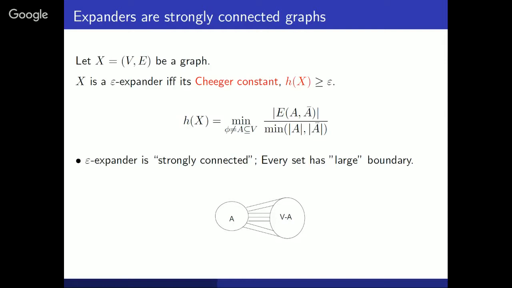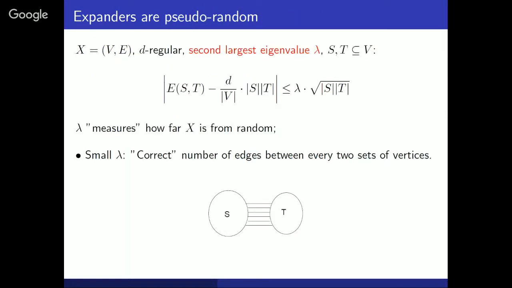When we talk about expanders in the one-dimensional case, we measure the expansion from two points of view. The first is the Cheeger constant, or how strongly connected the graph is. We think about a set of vertices, and we want to say that for every set of vertices, there are many edges going outside the set. The other measure, which is a pseudo-randomness measure, uses the second largest eigenvalue, and we want to say that the number of edges between every two large sets of vertices is roughly as it would be if the graph was a random graph.